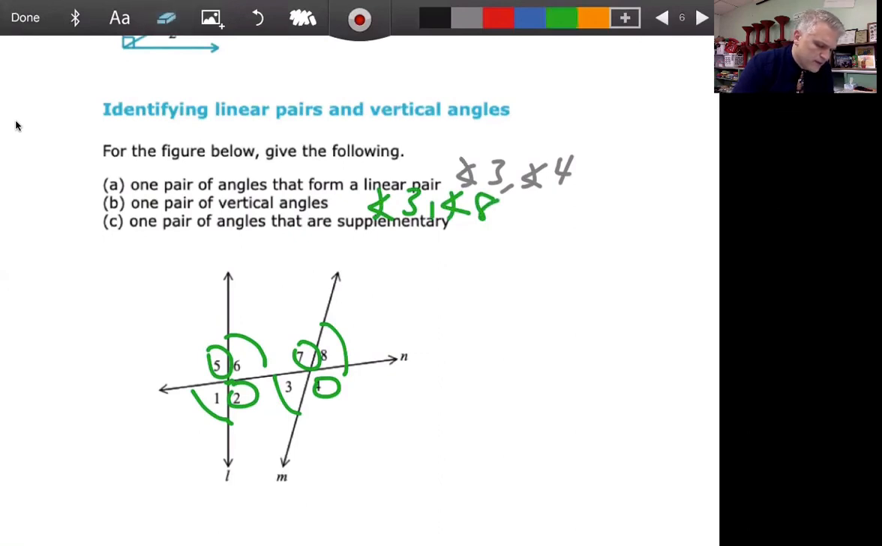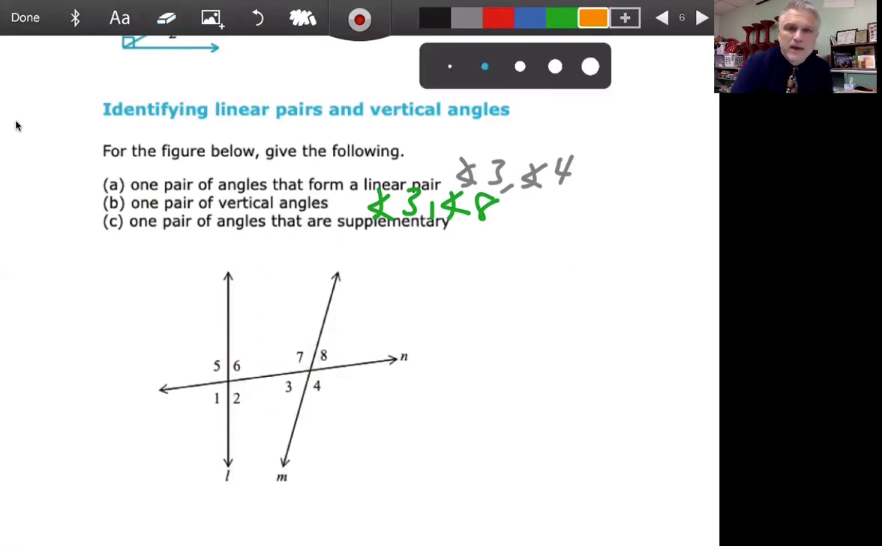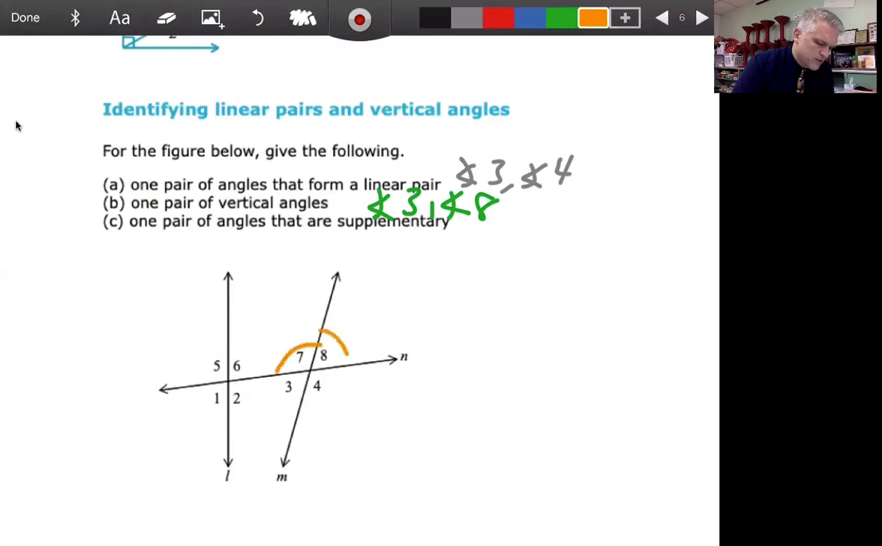All right, and finally it asks for supplementary angles, two angles that add up to 180. Well, a linear pair are two angles that form a line, and a straight angle is an angle with a measure of 180 degrees. So I'm going to take angle 7 and angle 8. I know that they add up to 180 because I see that line that they form. They're a linear pair. So angle 7 and angle 8 are supplementary. They also are a linear pair.